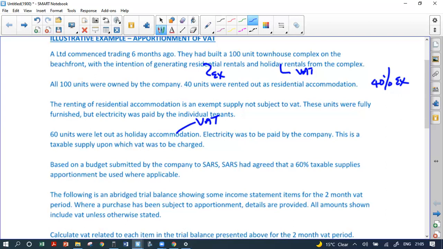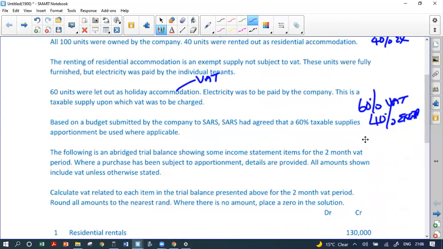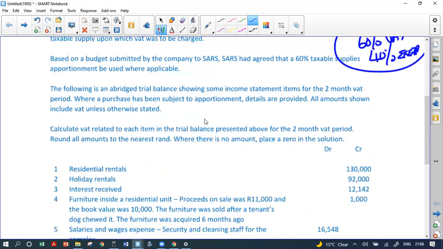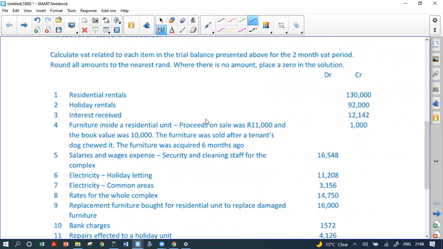It says based on a budget submitted by the company to SARS, SARS agreed that 60% taxable supplies apportionment be used. So what does that mean? 60% is VAT, 40% is exempt. Okay. Now, in a question, guys, if they do not tell you the apportionment, you've got to use the sales to work it out. But most questions, they will tell you what SARS apportionment is. So let's just go have a look here at these items and decide what we're going to do with them.